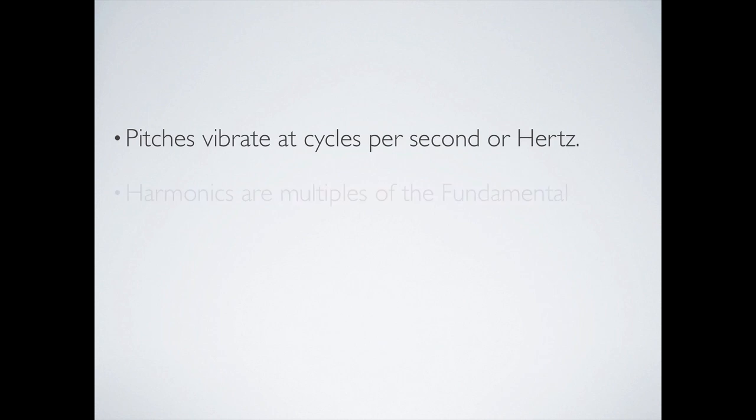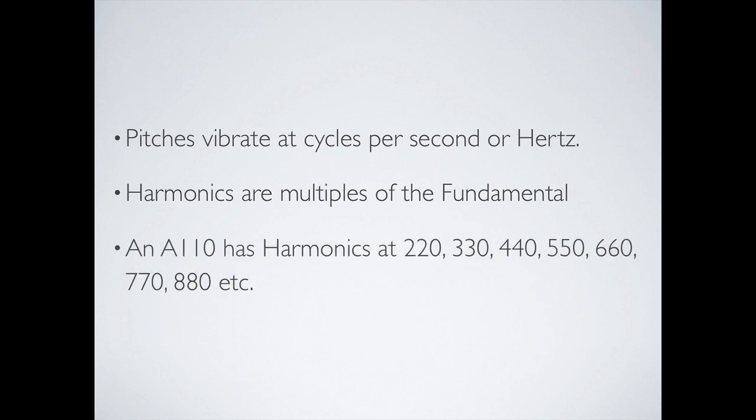Now, the pattern that they occur in is that the harmonics are multiples of the fundamental. So I'm going to make this a little bit easier. I'm going to start this on a lower A. This A is A110, which means it vibrates at 110 cycles per second. So then we get a harmonic every 110 cycles. So we're going to have a harmonic at 110. That's the first harmonic, or the fundamental. And then we will have subsequent harmonics at 220, 330, 440, 550, 660. So every harmonic is spaced 110 cycles apart.